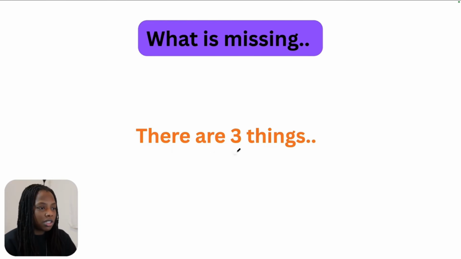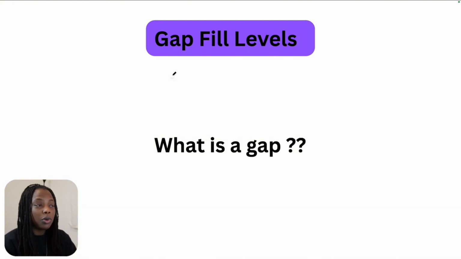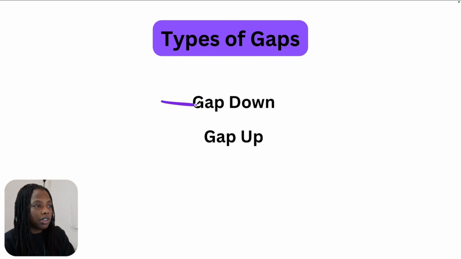So, what is missing? There are three things. Number one, most people already know this. They mention it. I see it on social media. Oh, we have a gap. We gap down. Yes, but what is a gap? For those that do not know, I'm going to go over it really quickly. There are two types of gaps. You have a gap down and a gap up.